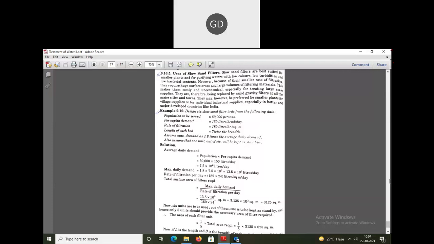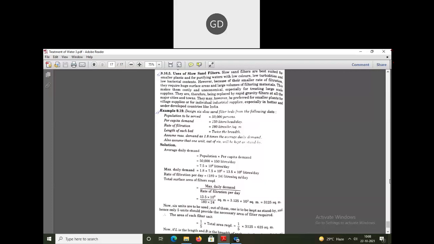Now we have the total surface area, but we need the area for each filter unit. How will you find the area for each filter unit? You are told to design six filter units, but one unit is to be kept as standby for working performance later. So you find the area for the remaining 5 units. Now there are five filter units in total, so you find the area for each unit.